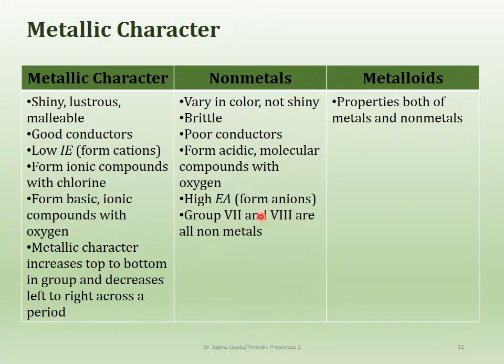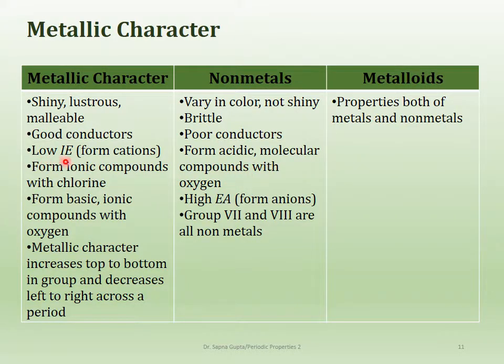These are the properties of nonmetals, and in the case of nonmetals, everything is opposite of the metals, which means they're not in any way defined by color. They are brittle, and they are poor conductors of electricity and heat. Where metals form basic oxides, non-metals form acidic oxides.